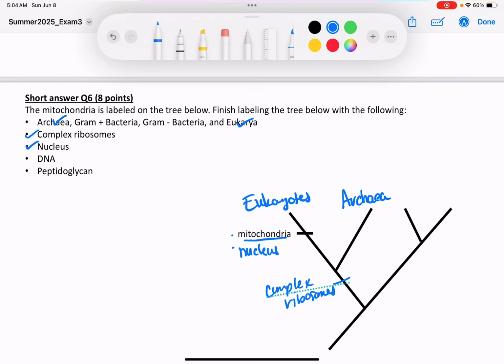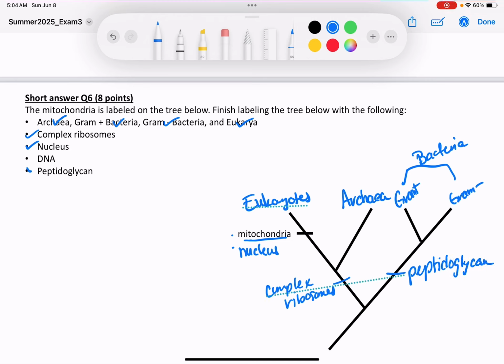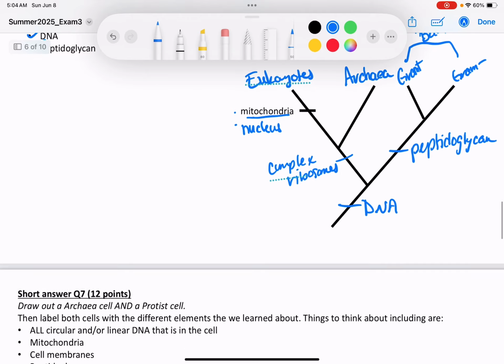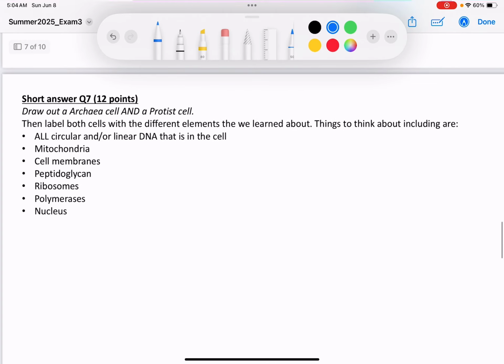And then I've got gram-positive and gram-negative bacteria. And they both have peptidoglycan. Okay, and then all of them have DNA. Okay. Next is drawing out an archaea cell and a protist cell. Okay, so remember that protist is a eukaryote, right? Okay, so we're going to label both cells with different elements that we learned about.